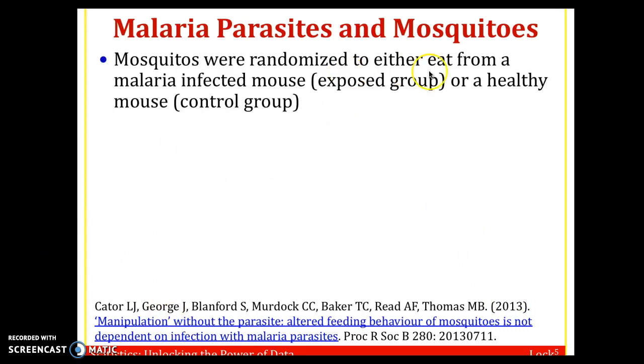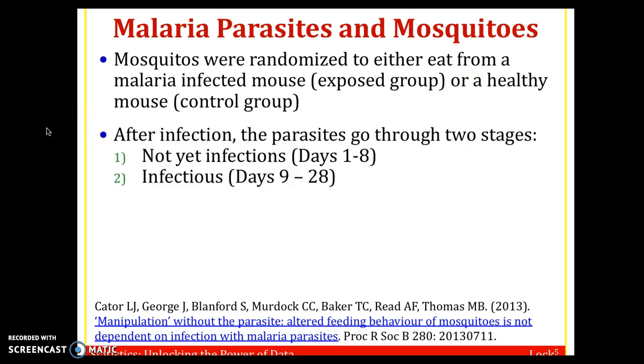Mosquitoes were randomized to either eat from a malaria-infected mouse, so an exposed group, or a healthy mouse. So two groups of mosquitoes. One group got the malaria parasite, and another group did not. After infection, the parasites go through two stages. In the first 8 days, if a mosquito from the exposed group bites a human, they will not get malaria. It's not infectious. But from day 9 to 28, if a mosquito bites a person, then the person or mammal will contract malaria.